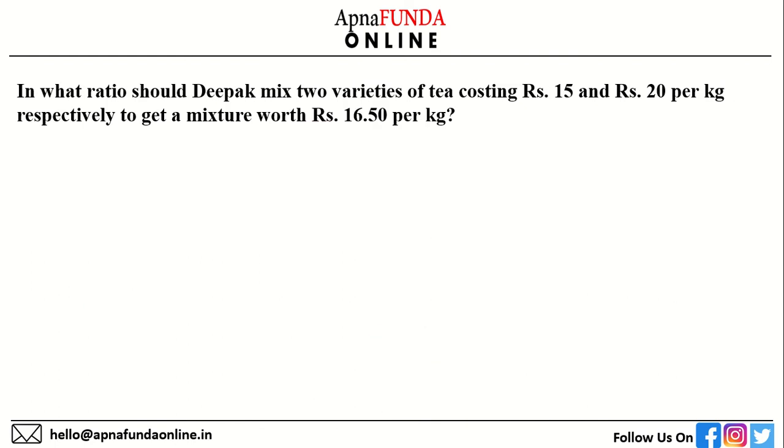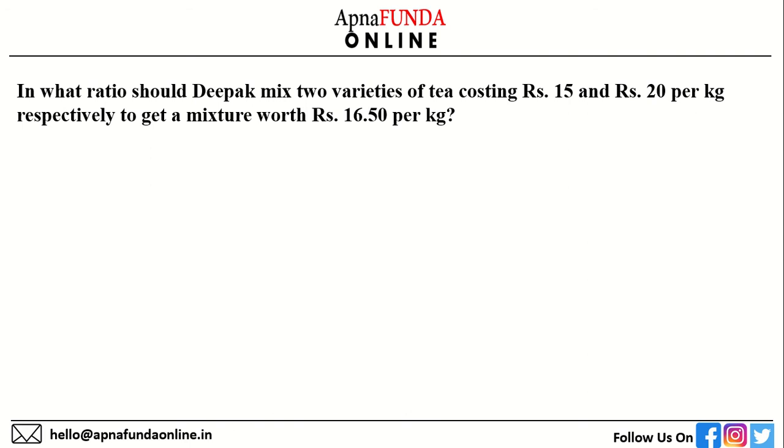Next question. In what ratio should Deepak mix two varieties of tea costing rupees 15 and rupees 20 per kg respectively to get a mixture worth rupees 16.5 per kg? We have now arrived on a question of mixtures and allegations. If you are not aware of this concept, please watch my video averages, mixtures and allegations video 2, where we have discussed for 10 minutes what averages, mixtures and allegations are and how they are to be applied. Let's solve this question.